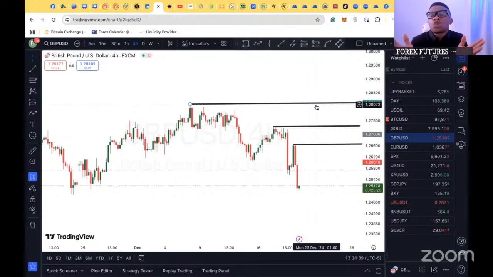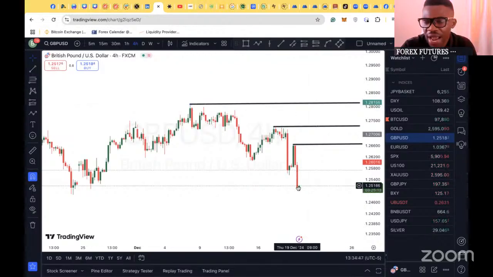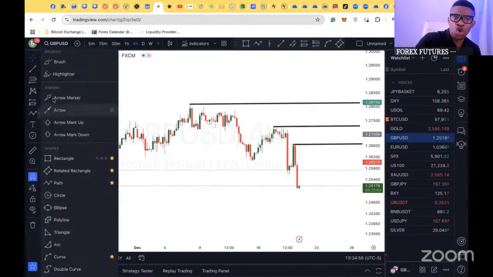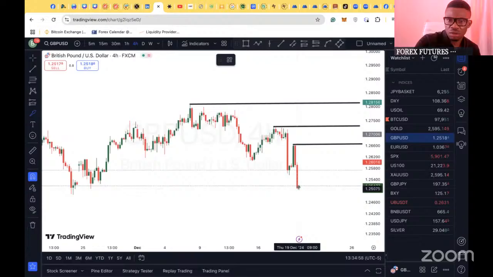We need to also mark the support level too. If you look at the chart, this is currently where the market is right now. The price is currently at 1.2518. You cannot mark that area because that is where the market is. You need to look left. From where the price is, look left.